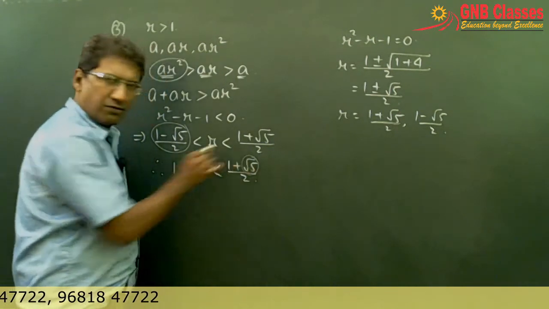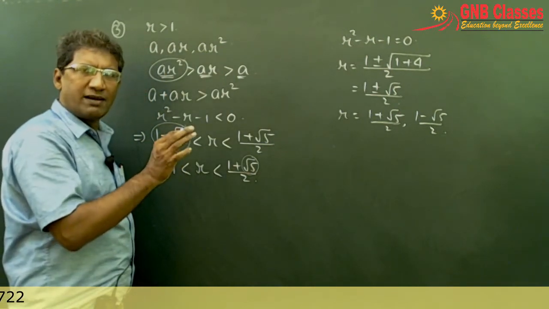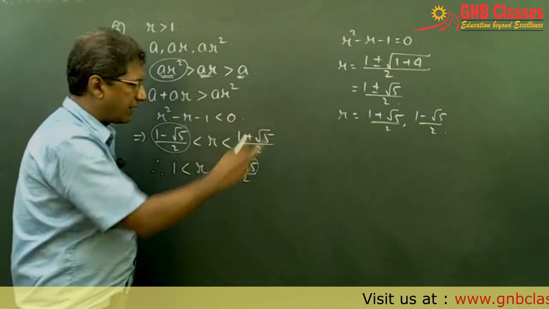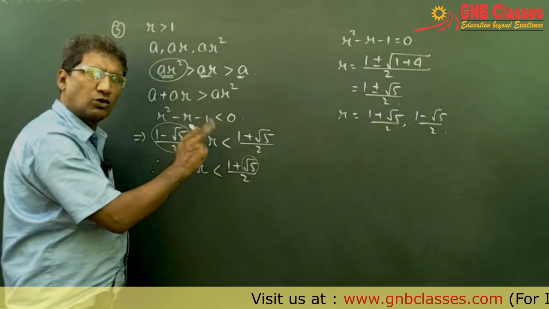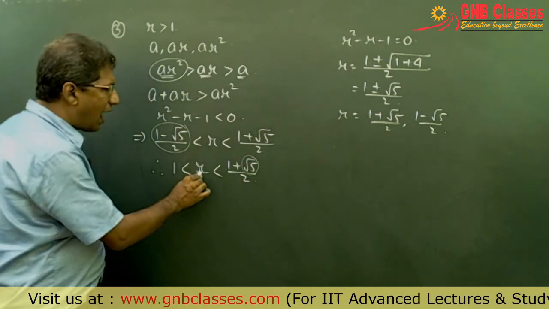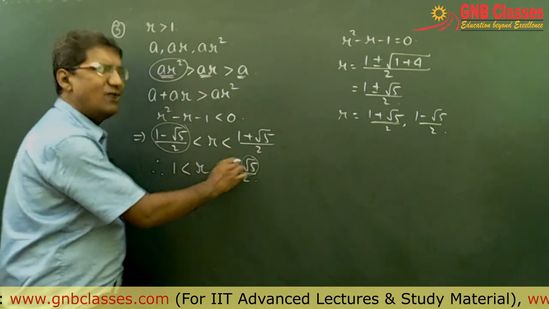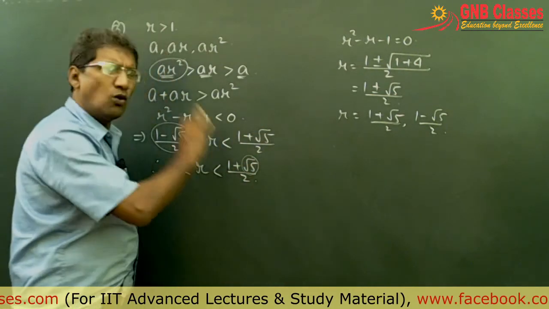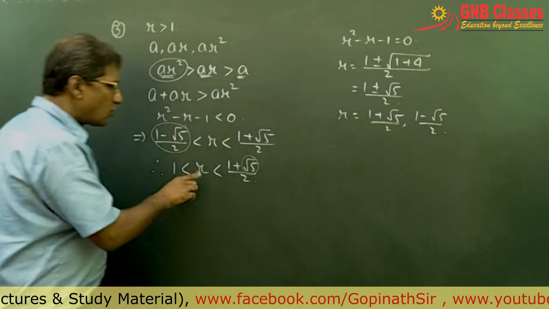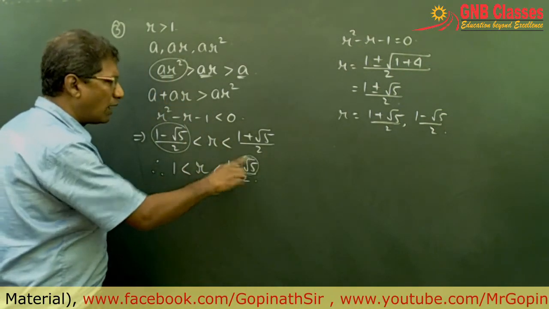Now, think about it. What is root 5? It is approximately 2 point something, 2.25 or whatever. Now, 2 point something plus 1 gives you 3 point something divided by 2. It is 1 point something. Okay, so R is lying between 1 and 1 point something. Don't find out the exact value because we don't need it.